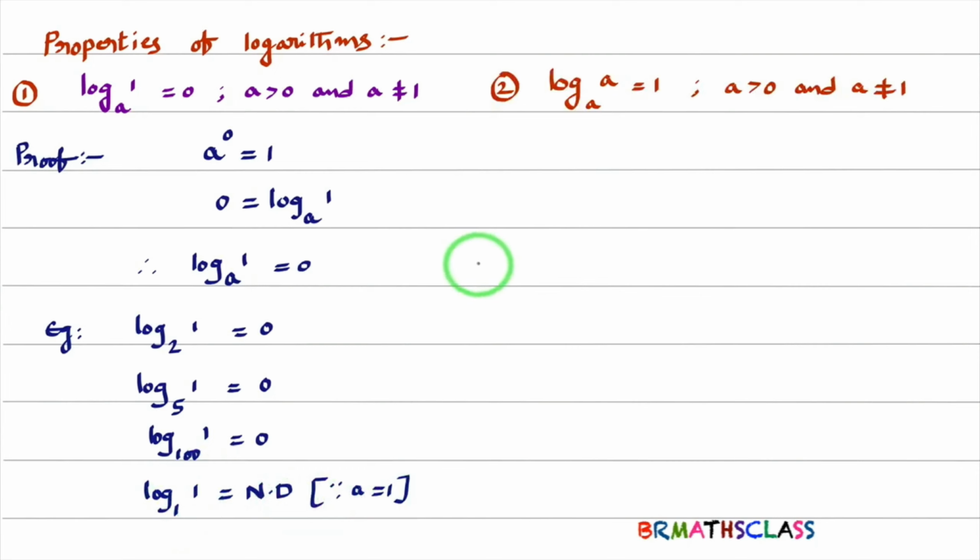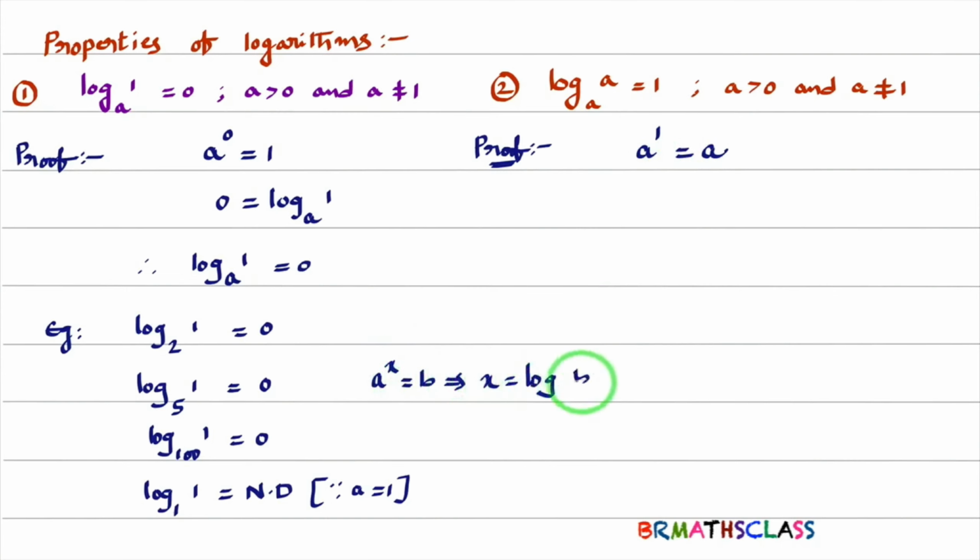Now see the second property. What is the second property? Log a base a value is 1. Here a is a positive real number, and as a is in the base, a cannot be equal to 1. So I'll do the proof of this result. You know this result: a power 1 is nothing but a only. It is very easy. 2 power 1 is 2, 3 power 1 is 3. Like that, a power 1 is a. So from the definition of logarithm, we learned that if you see a power x equal to b, then x can be written as log b base a. Correct?